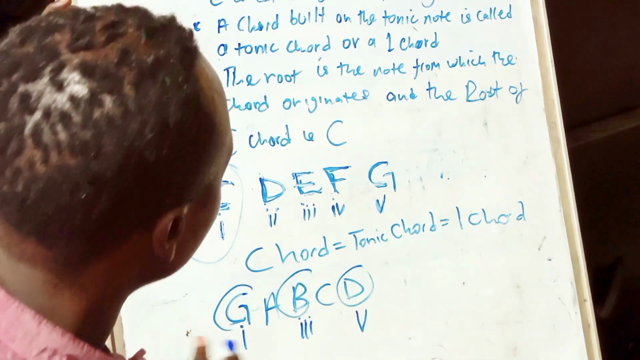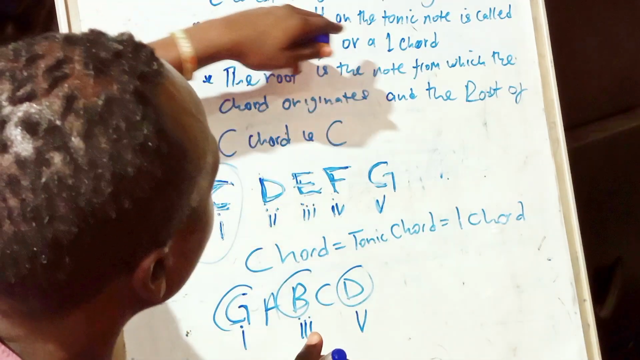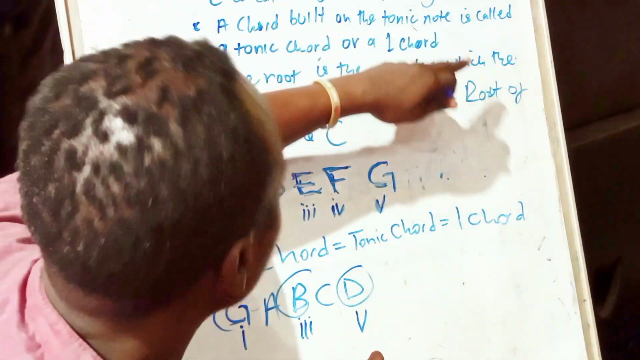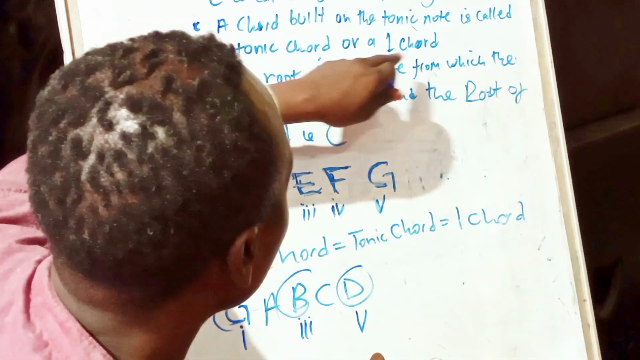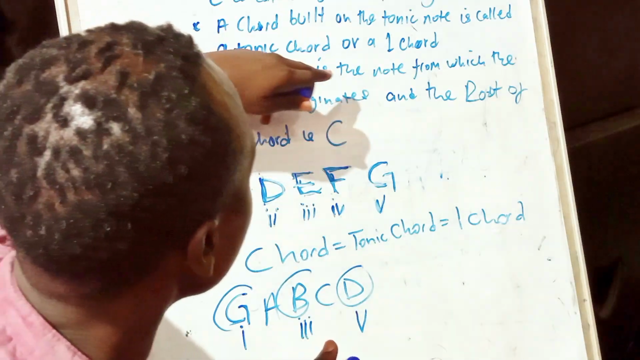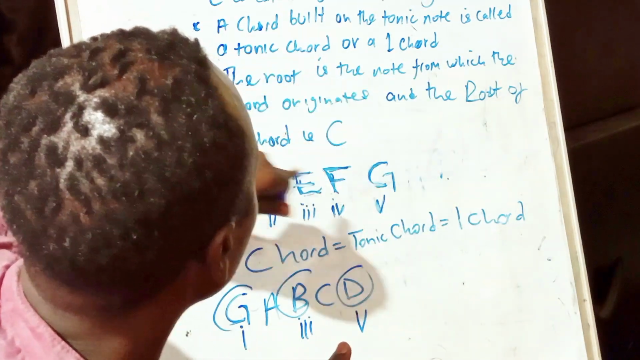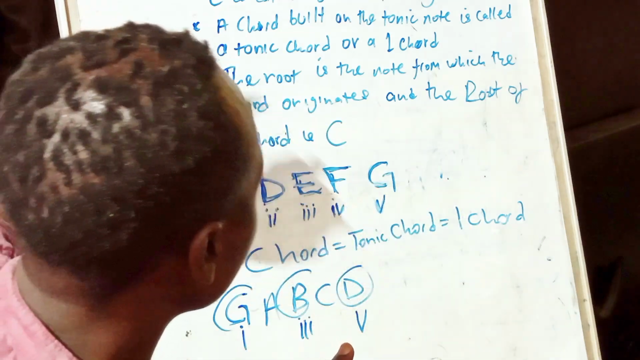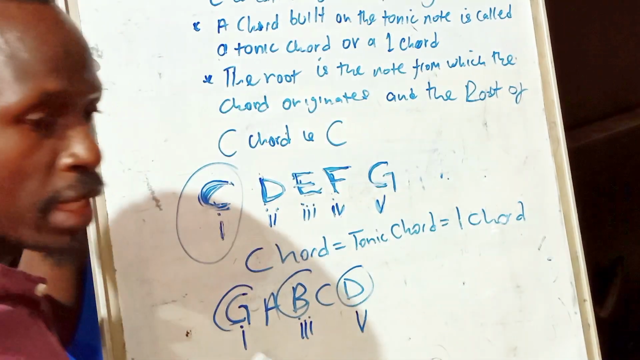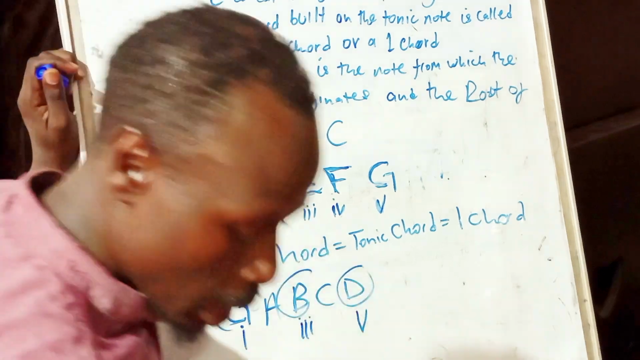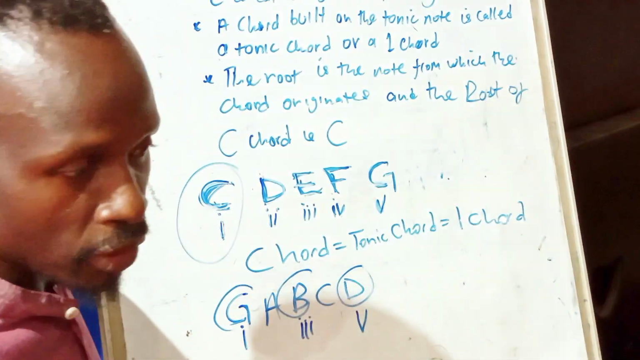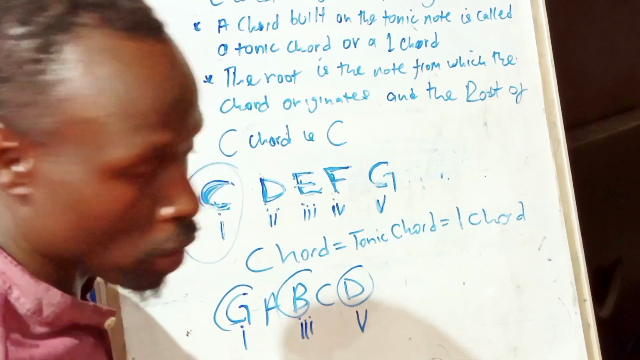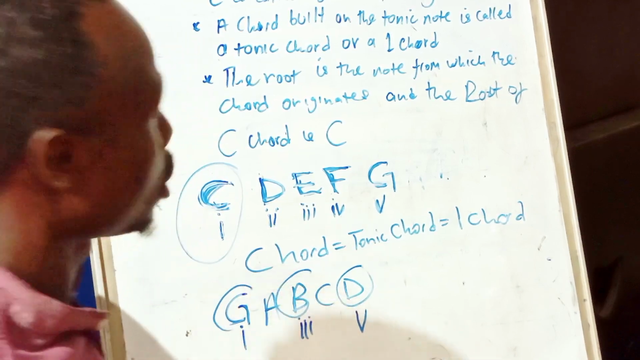So let's forget about that now, we are talking about C. So C is called the tonic or key note. Then a chord built on the tonic note is called a tonic chord or a 1 chord. The root is the note from which the chord originates, and the root of C is C. I believe you, as a beginner pianist, have heard the word root. Root is used when we are talking about chords or harmonies.